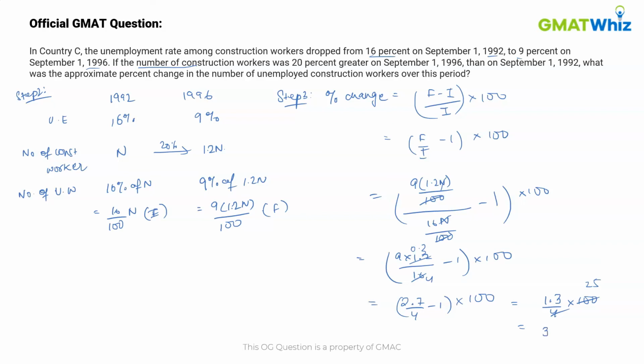So this gives us 31.7%. Now the answer that is closest to this value is 30%. So the correct answer is option B.